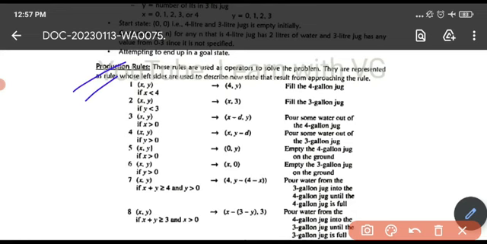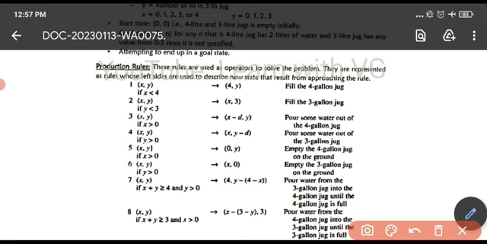See, the first rule is (x, y) if x is less than 4. So x, y is the current state. Once you apply the rule, what will be the result? So this is the current state and this is the result, and this is the explanation regarding that. There are 12 production rules, and you need to learn all of them thoroughly.